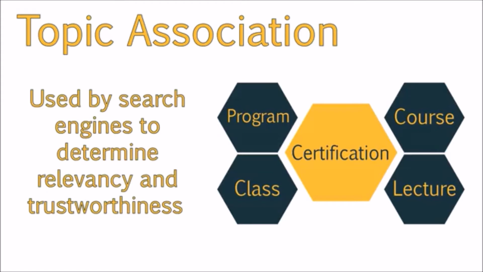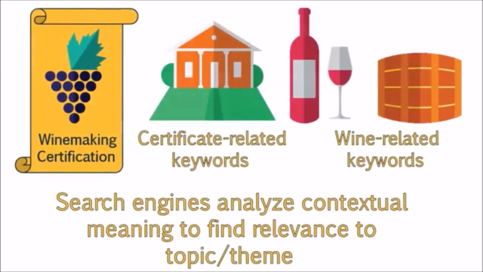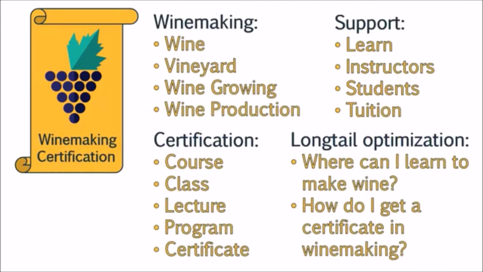By developing a better understanding of how topic association is used, you can create better optimized content for your site or for client sites. Google will now look more at contextual meaning of a web page and the content served throughout the site to determine relevancy for a theme or set of topics that your site should rank for. This means that a page should contain keywords relevant to your focus keyword, rather than choosing a single focus keyword and repeating it throughout the content several times.